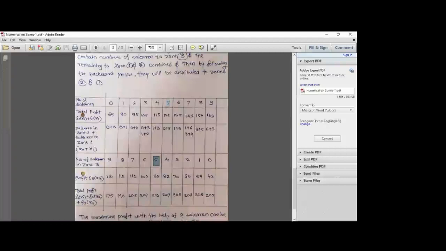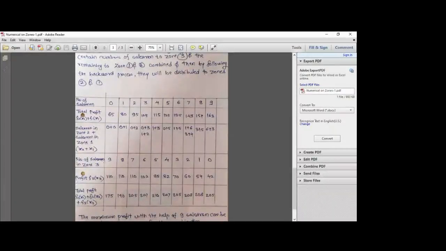If I'm putting 5 salesmen in zone 1 and zone 2 in combination, I can put 4 salesmen in zone 3. If I'm putting 6 salesmen in zone 1 and zone 2, I can put 3 salesmen in zone 3. Similarly, if I'm putting 7 salesmen in zone 1 and zone 2, I can put 2 salesmen in zone 3. If I'm putting 8 salesmen considering zone 1 and zone 2, I can put only 1 salesman in zone 3. And if I'm putting all 9 salesmen in combination in zone 1 and zone 2, there will be no salesman left for zone 3, hence the value is 0, right?